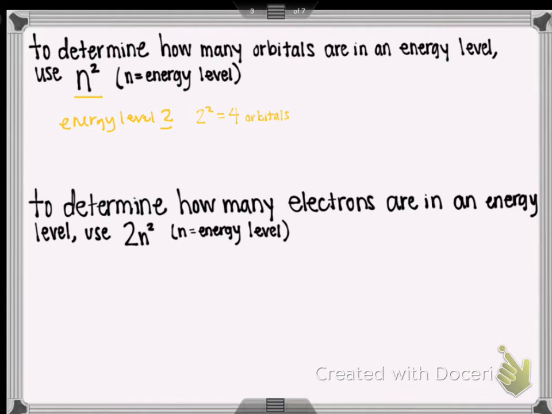To determine how many electrons are in an energy level, use 2n squared. So for example, I said energy level 2. And so our n is 2, and 2n squared would be 2 times 2 squared, and this equals 8. So energy level 2 can hold 8 total electrons.